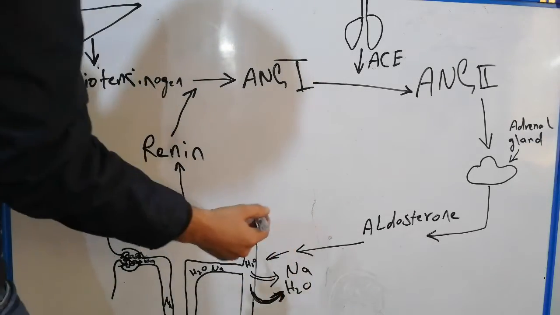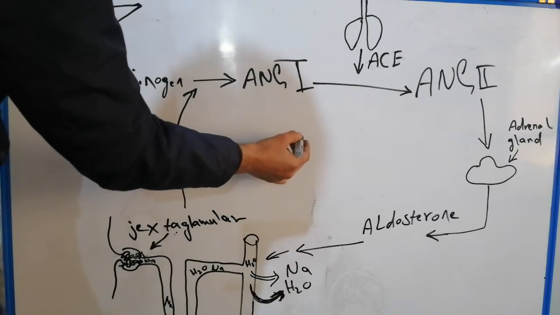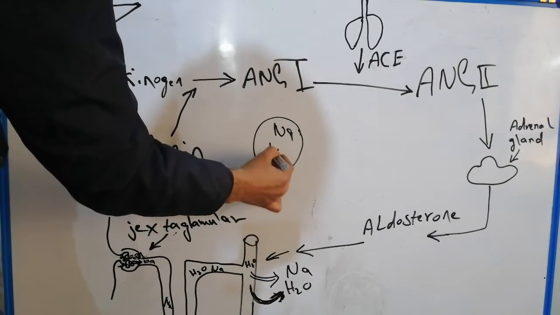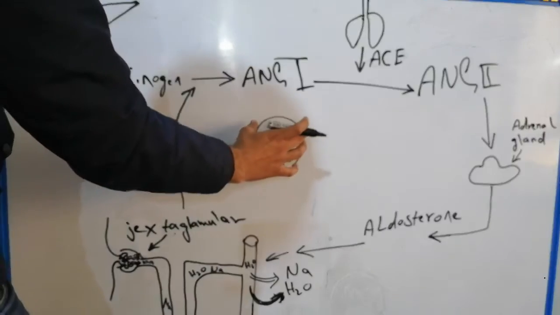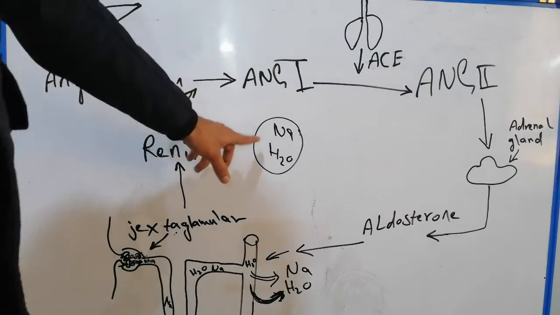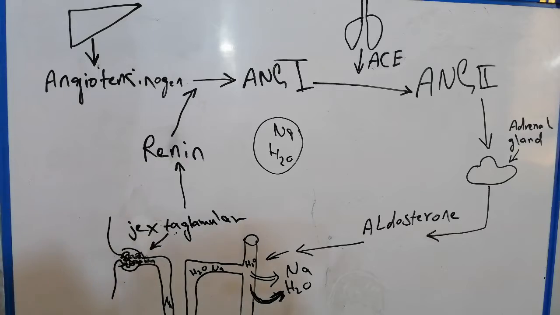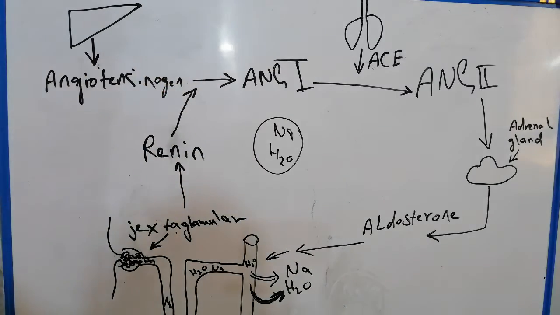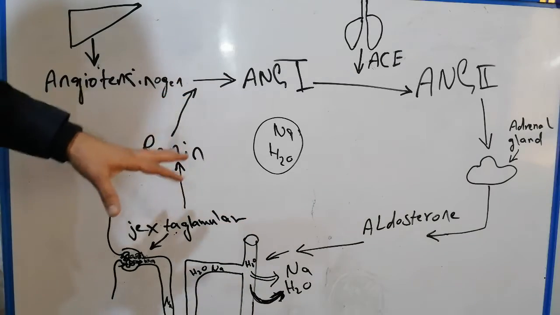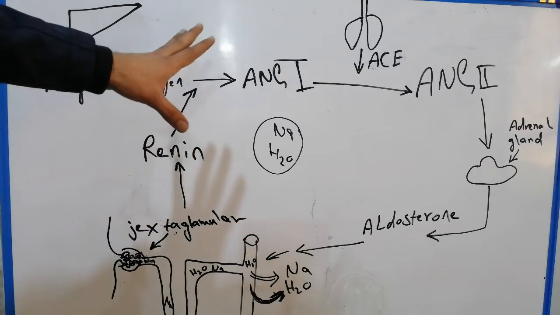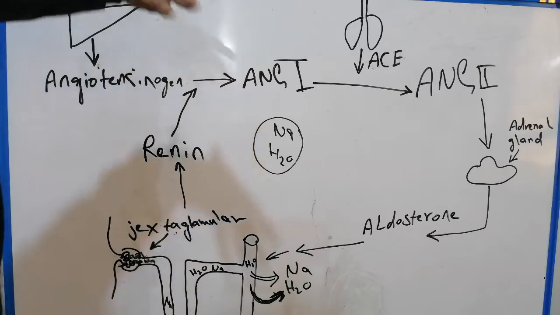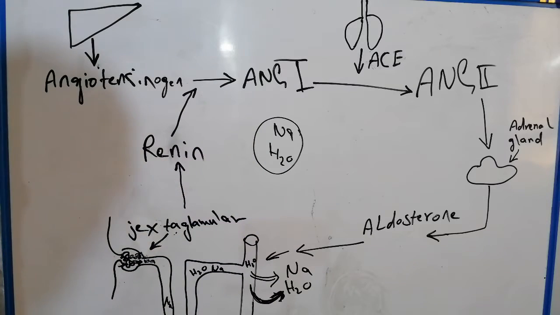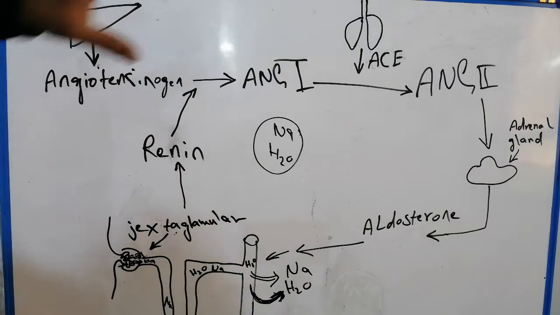So when sodium and water are reabsorbed into the circulation, it leads to increasing blood pressure. That occurs normally in physiology, but in a hypertensive patient, it leads to increasing blood pressure too much. So there are some antihypertensive drugs which inhibit this cycle.